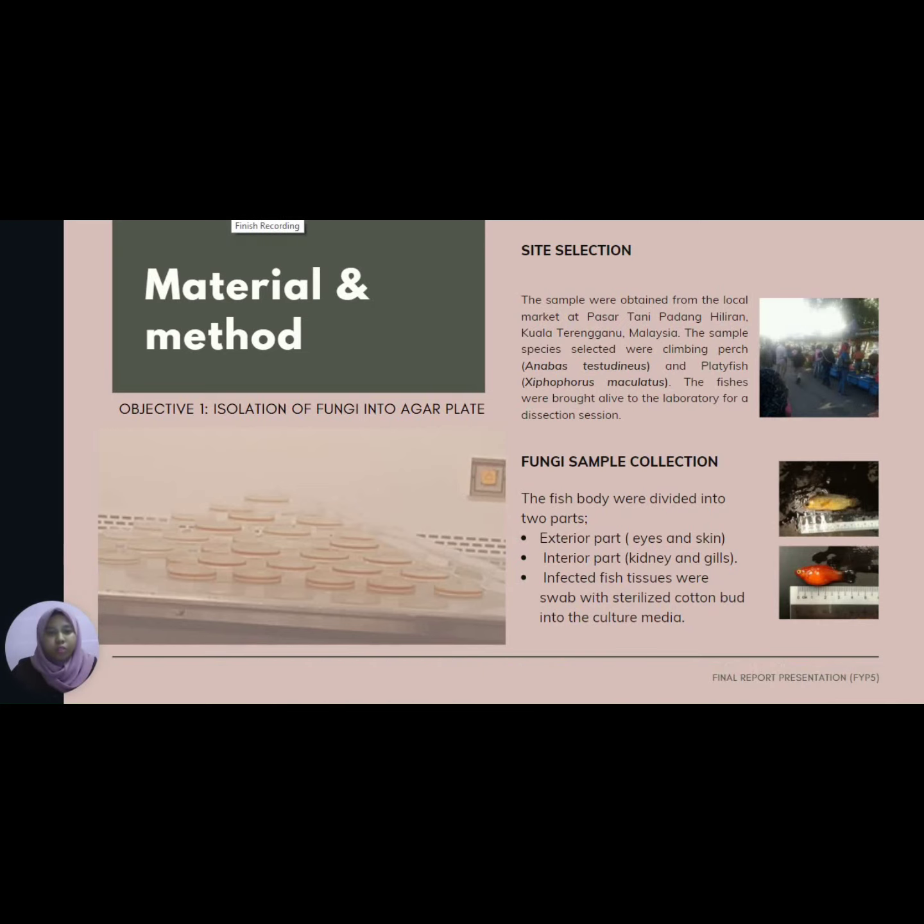For the method and material, for site selection, the samples were obtained from the local market at Pasar Tani Padang Giliran, Kuala Terengganu, Malaysia. And the sample species selected were climbing perch and platyfish. For fungi sample collection, the fish body was divided into two parts, that is exterior and interior.